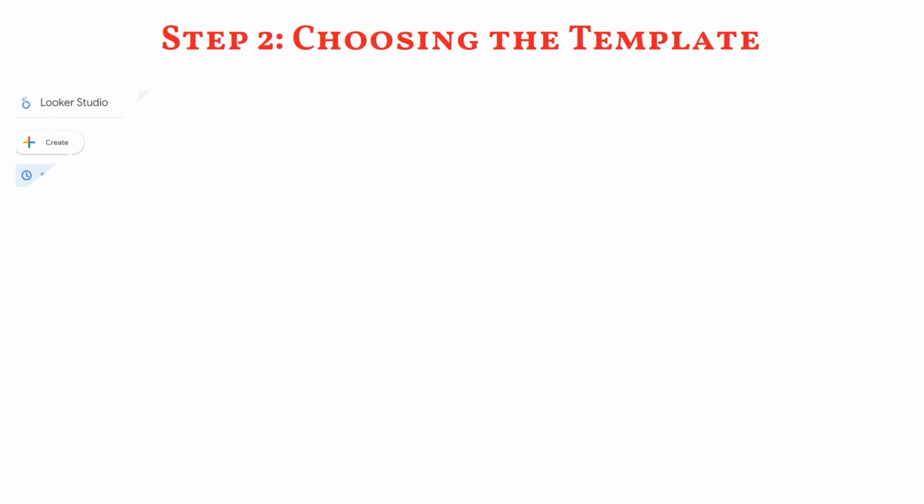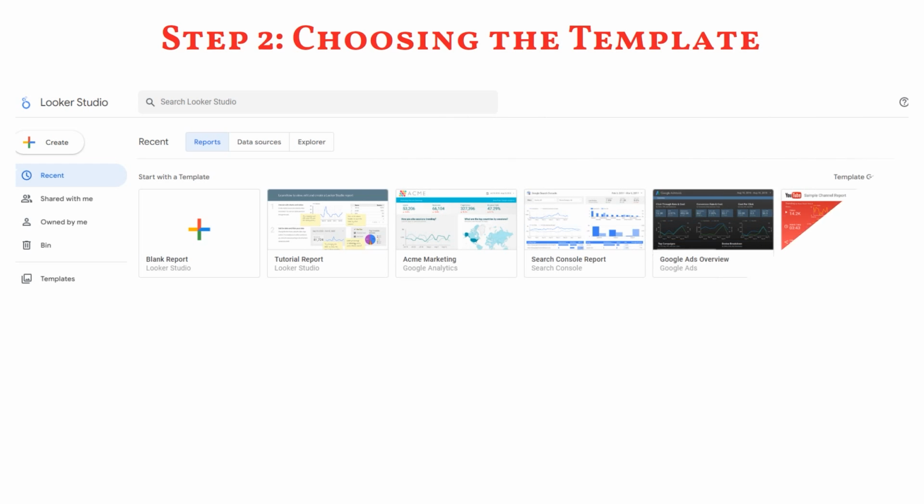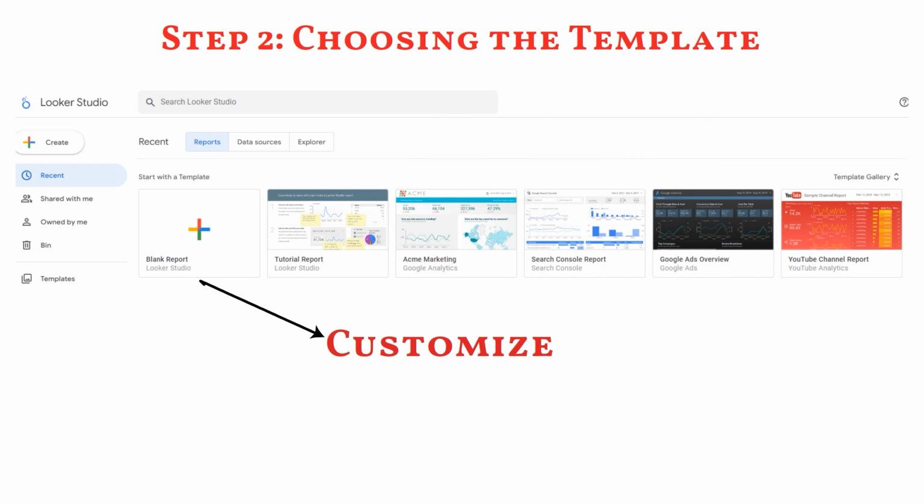Step 2 is choosing the template. On the home page, you will see a short introduction, a list of ready-made templates for your requirements, or a blank template that you can customize on your own accordingly.